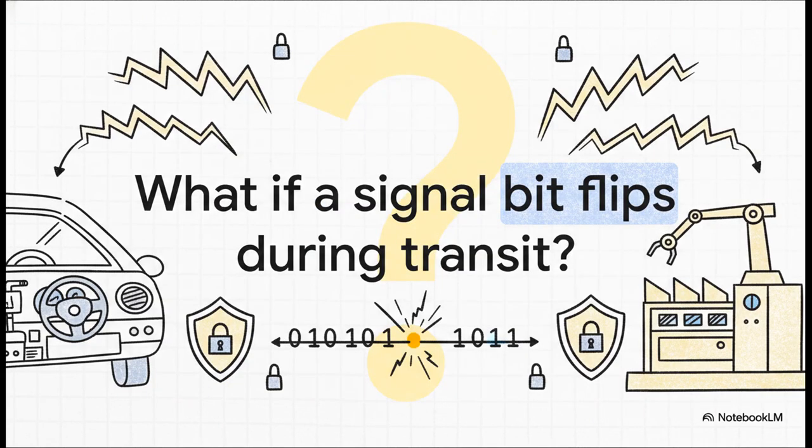So we have a way to handle errors in logic. But what about physical errors? I mean, in the real world, especially in a noisy environment like a car, it's totally possible for electrical noise to just randomly flip a bit from a 0 to a 1 while it's on the wire. How do you protect against that?